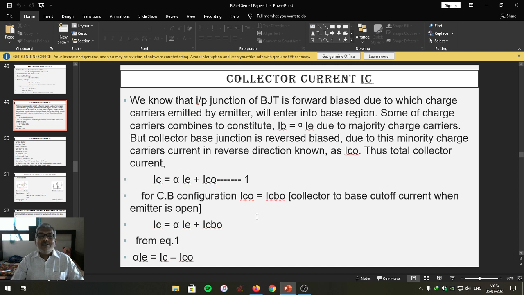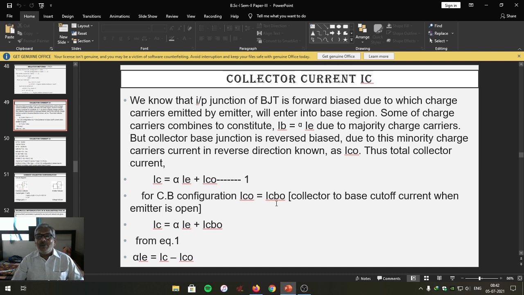How can it be remembered? Look here. I for current, C for collector, B for base, that is collector to base. O for cutoff. Collector to base, cutoff current. Which terminal is absent here? Emitter is absent.